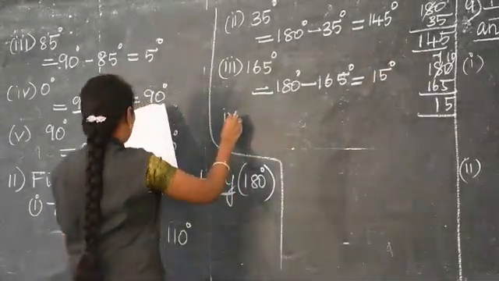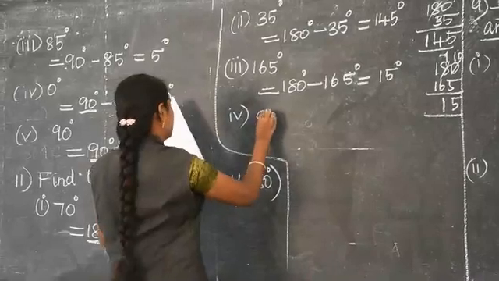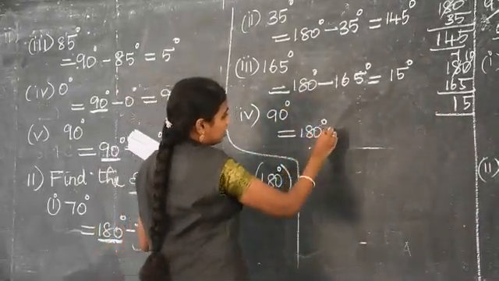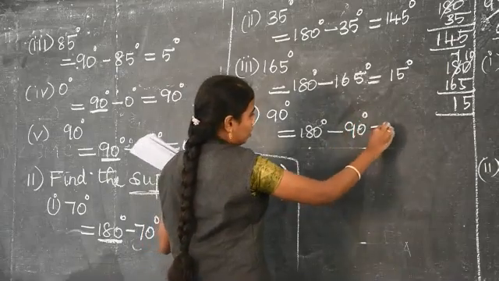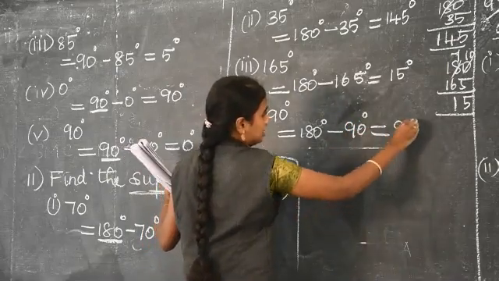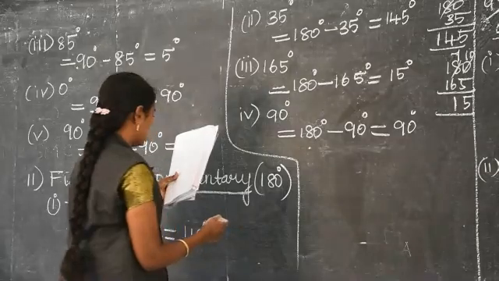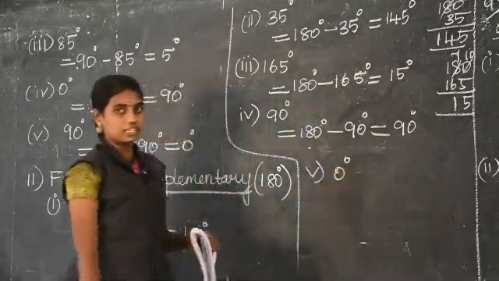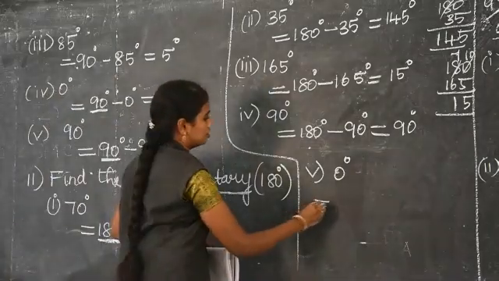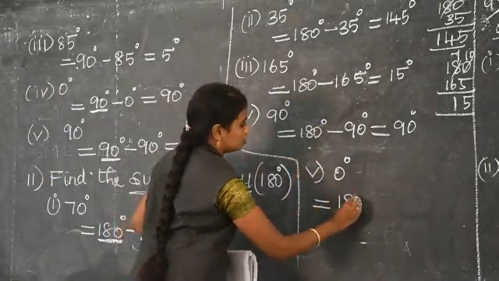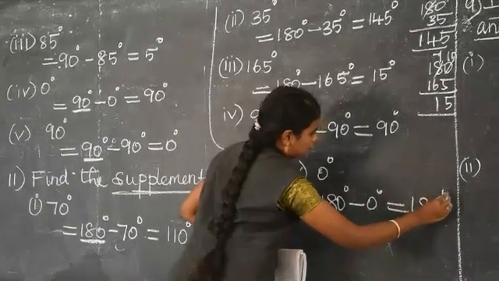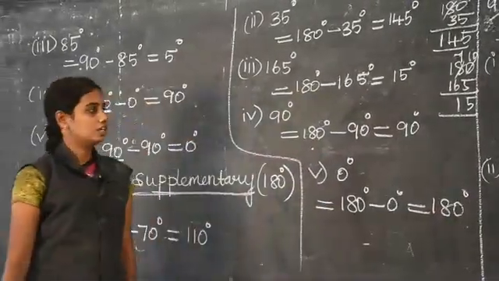Next option 4, 90 degrees. Total is 180. 180 degrees minus 90 degrees. 180 minus 90 is 90 degrees. Next option 5, 0 degrees. Same method. 180 degrees minus 0 degrees is 180. We know that 180 minus 0 is 180.